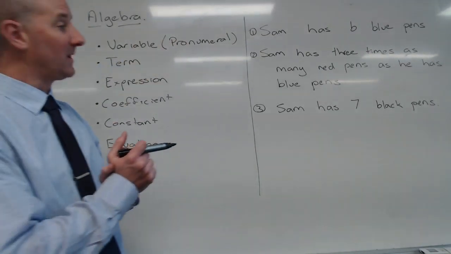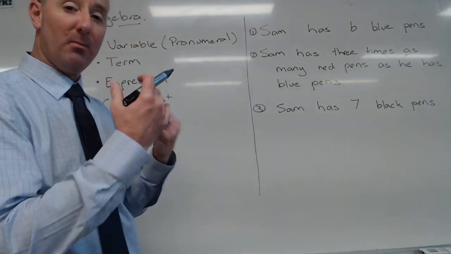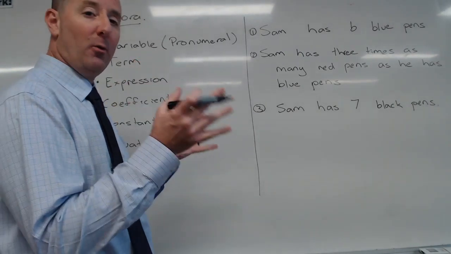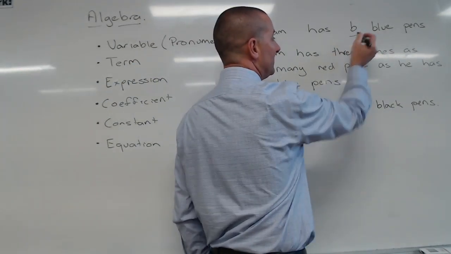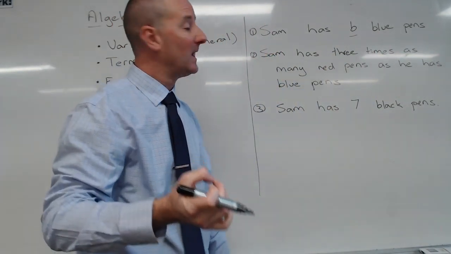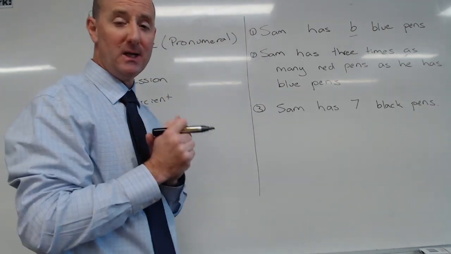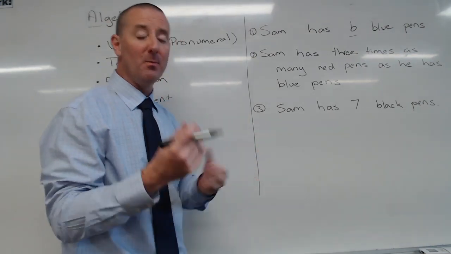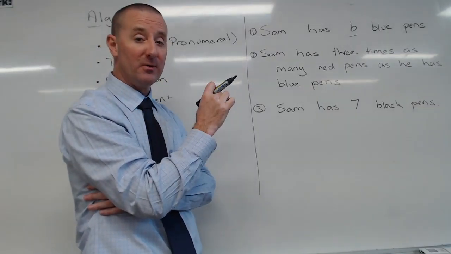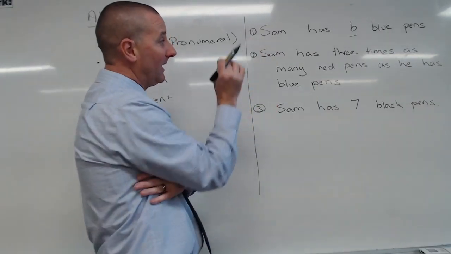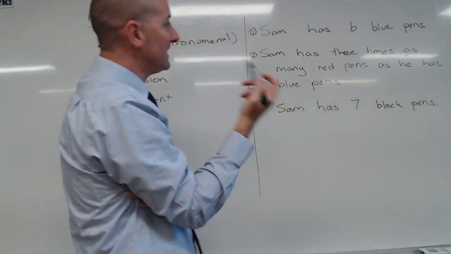To do that, what I've done is I've come up with a problem that we could represent using algebra. Algebra is the branch of mathematics where we can perform calculations, and instead of just using numbers, we can use letters to represent values. So you can see here in part 1 of my problem, I've said that Sam has B blue pens. Now in primary school, you might have done that with squares or triangles, and so different shapes could have represented the number. In algebra, we let a letter represent a particular number. So in this case, Sam has B blue pens.